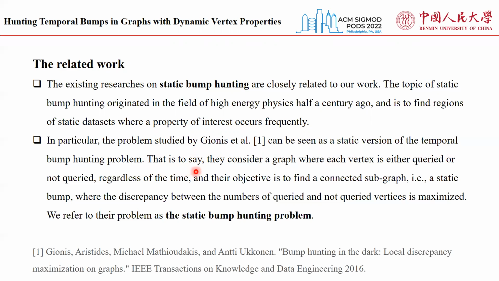That is to say, we consider a graph where each vertex is either created or not created, regardless of the time, and the objective is to find a connected subgraph, i.e. a static bump, where the discrepancy between the numbers of created and not created vertices is maximized. We refer to the problem as a static bump hunting problem.